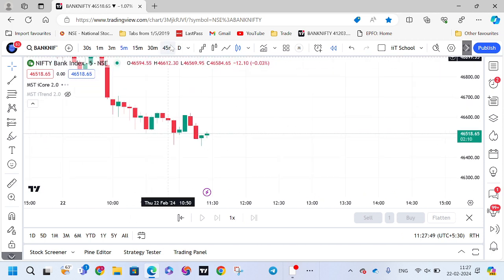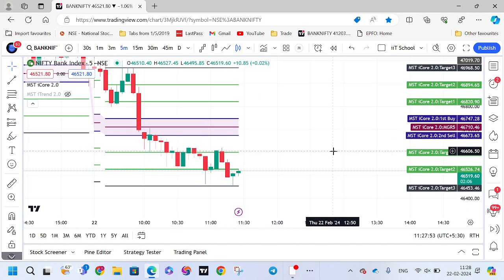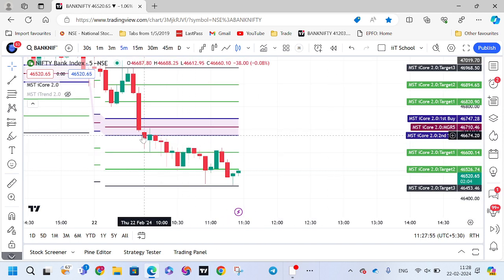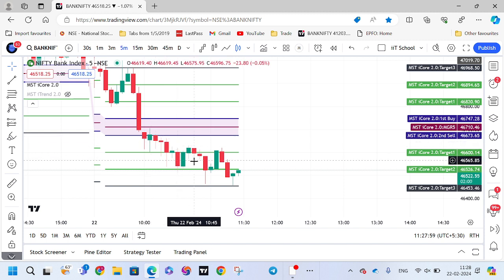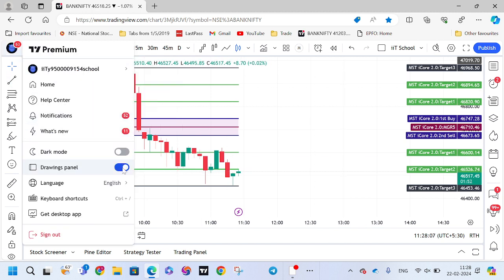If you consider today's fresh level, then first buy and sell hit, here we are exiting, then second sell we are entering. Second sell first target hit, second target hit, and third target also hit. So I hope it is clear how we are using the indicator.